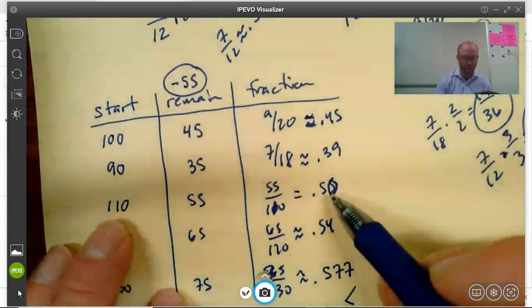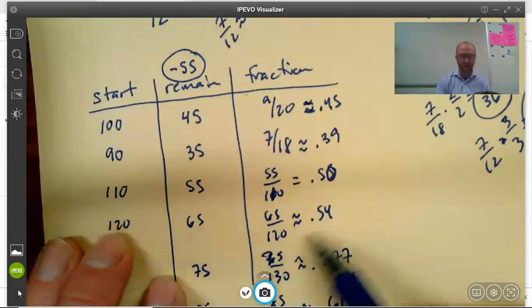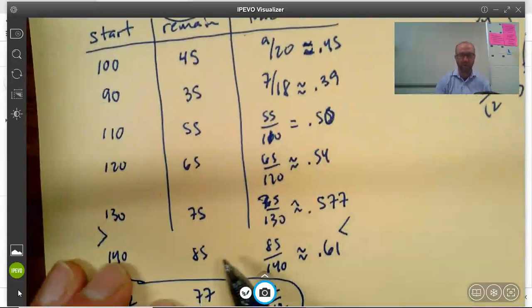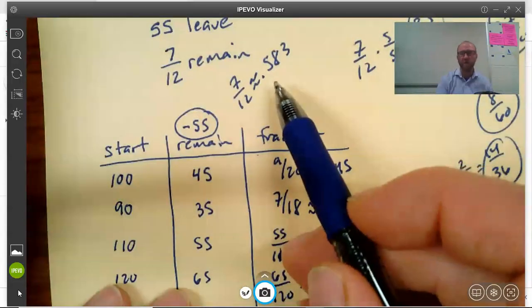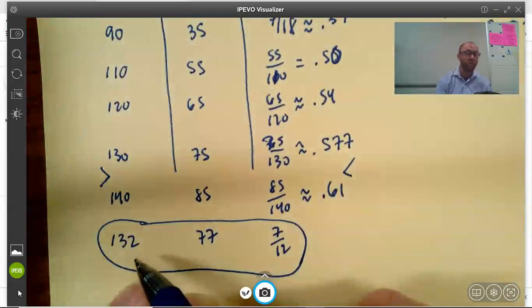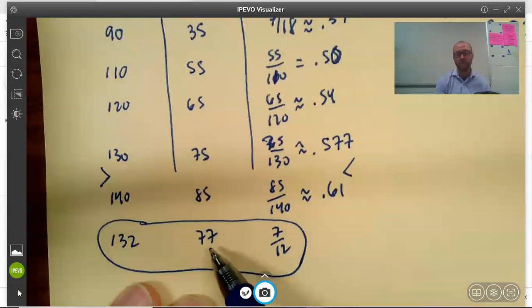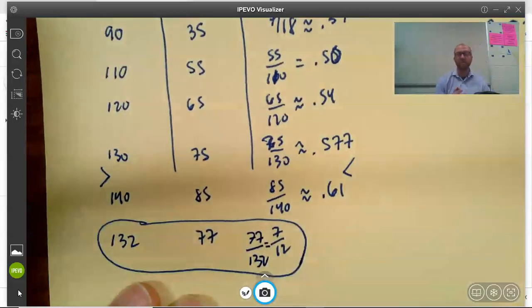So we do go up, so we went up to 110. That gave us a fraction of 0.5. 120 meant 65 people remaining, and 65 out of 120 was 0.54. So we're getting closer to 0.58. And then at 140, if there are 140 people in the room, there were 85 remaining after 55 left, and 85 out of this original 140 was 0.61 approximately, which means we've overshot our 7/12 fraction. So now we could have gone back to like 135 and then 134, 133, 132, but I kind of cut to the chase here. Take away 132, take away 55 means there were 77 people remaining, and 77 out of 132 reduces to 7/12. So there are 7/12 remaining.